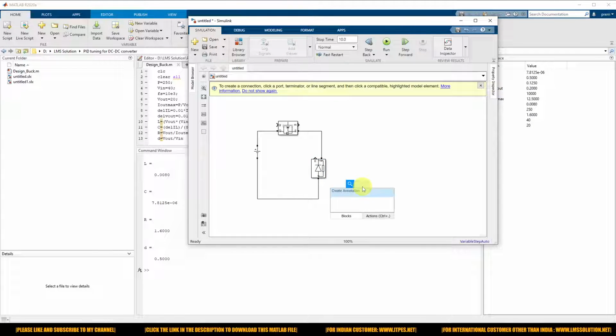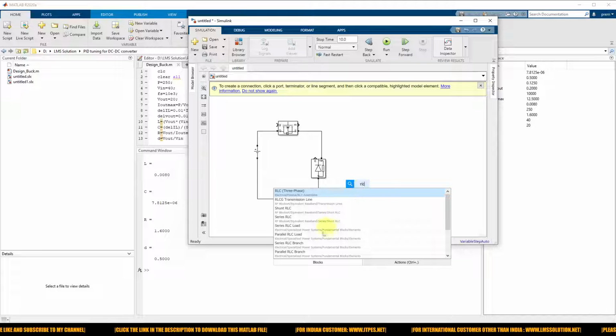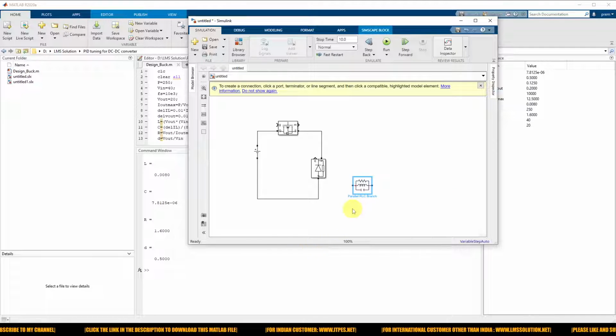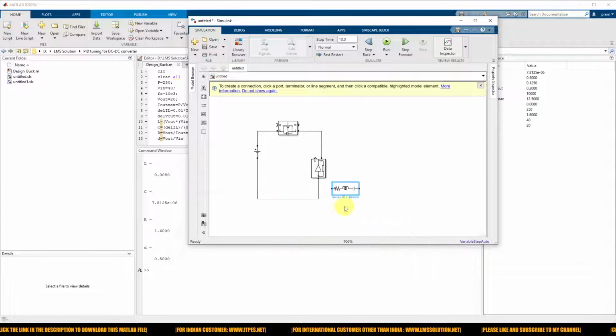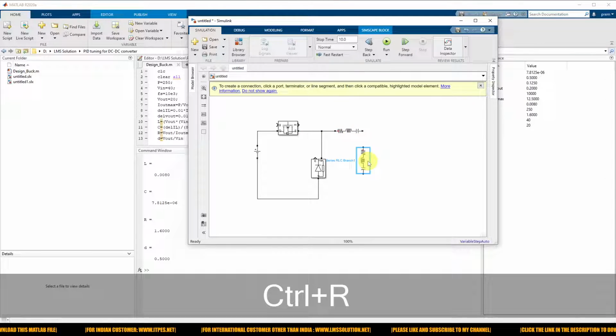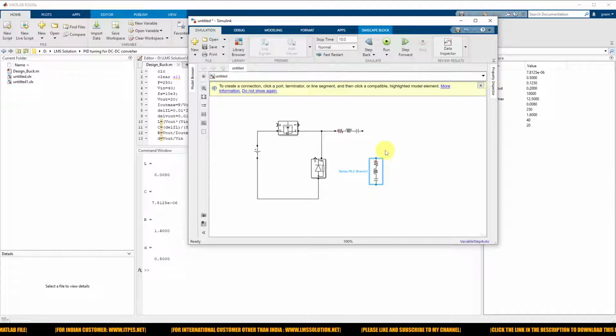So for that I'm going to use RLC series branch. RLC series branch, and I'm going to connect this one. So I'm going to take another series RLC branch. I'm going to connect like this, and one more RLC branch. So this is going to act as a load.